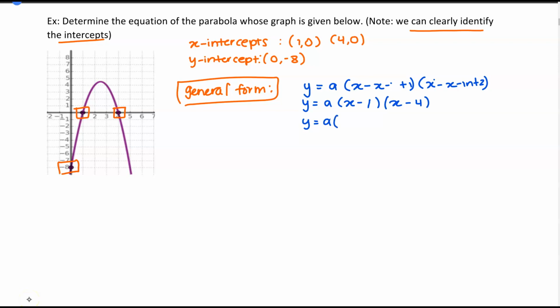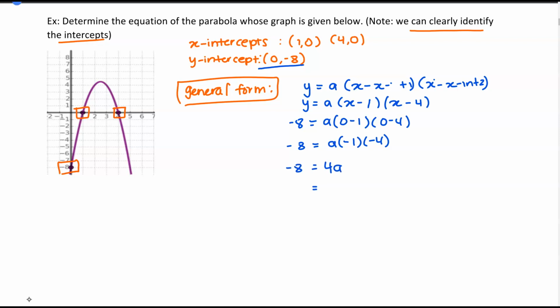So now what we want to do is, just like in the last one, we're going to go ahead and select a point to plug in. And because we have this y-intercept, I highly recommend that we use it, because that means that our x value is going to be 0. So when we plug in that y value there, we're going to get -8 for y, but here we're going to get 0 minus 1 and 0 minus 4. So this means that we have a times -1 times -4, and this equals -8. And so now we end up with 4a equals -8.